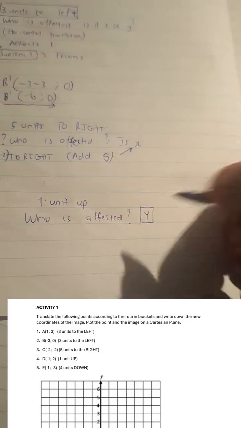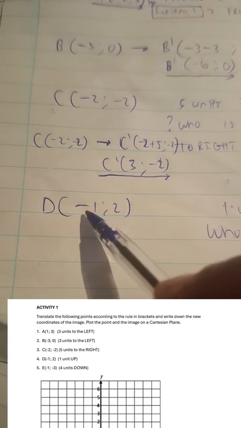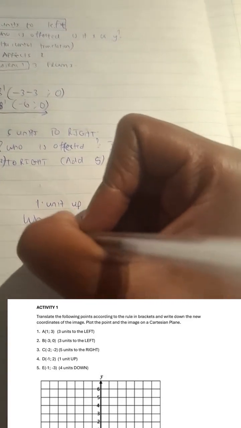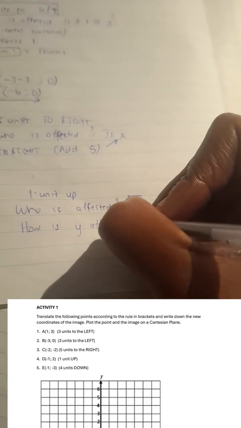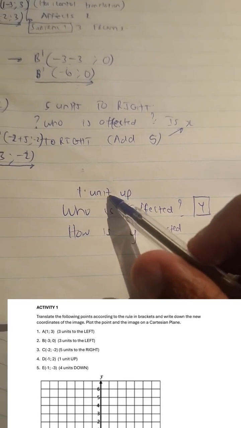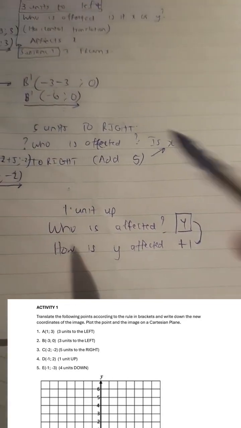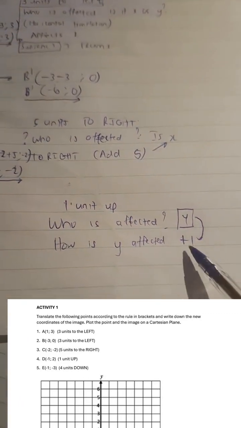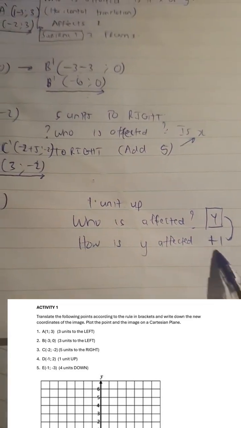Who is affected by this change? Y is affected by this change. So now it means our attention turns to the y coordinate, not to the x coordinate, but to the y coordinate. Then the question is, how is y affected? Y is affected because it basically says it is translated 1 unit up. So what does that mean? It means we add 1 to who? To y, because 1 unit up means plus, we add. If we said 1 unit down, it would mean we subtract.